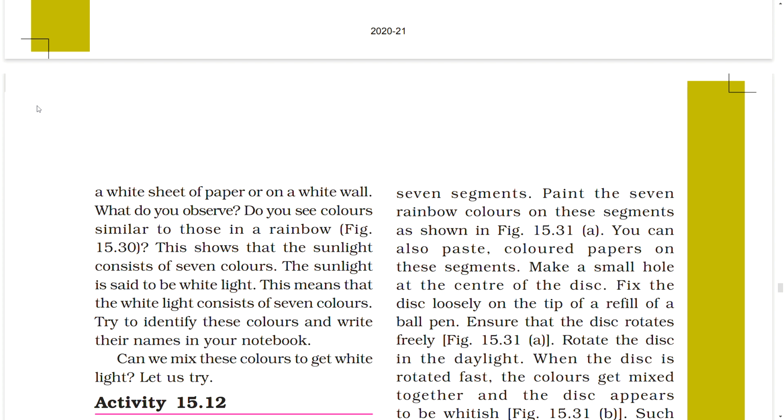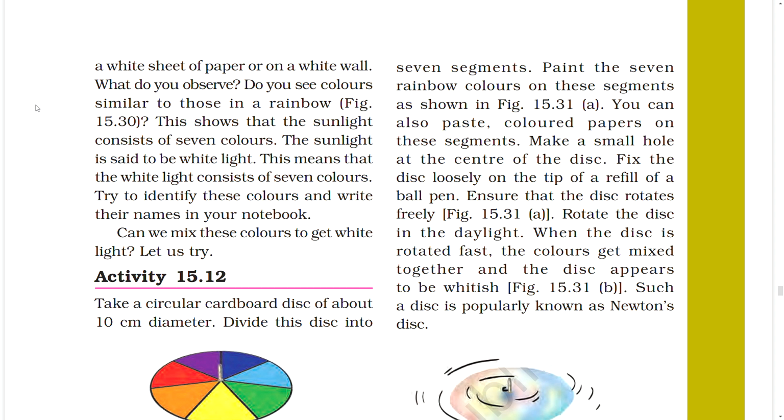Make a small hole at the center of the disc. Fix the disc loosely on the tip of a refill of a ball pen. Ensure that the disc rotates freely. Figure A. Rotate the disc in the daylight. When the disc is rotated fast, the colors get mixed together and the disc appears to be whitish. Figure B. Such a disc is popularly known as Newton's disc.